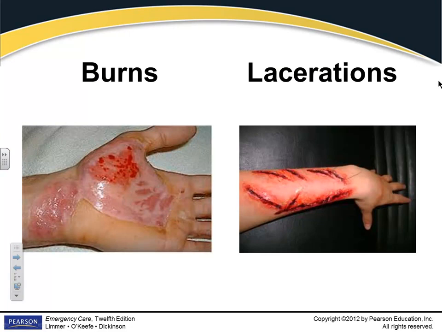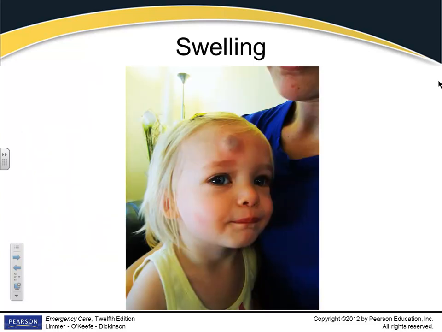Burns, lacerations. How do you think this one happened? Knife fight. Yeah, maybe. Or they did it themselves. If you try to, just I guess going like this. Tiger. Do what? A tiger. Could be. I don't know. This looks kind of self-inflicted to me. I don't know. It looks pretty bad. Swelling. Yeah, there's a knot on there.